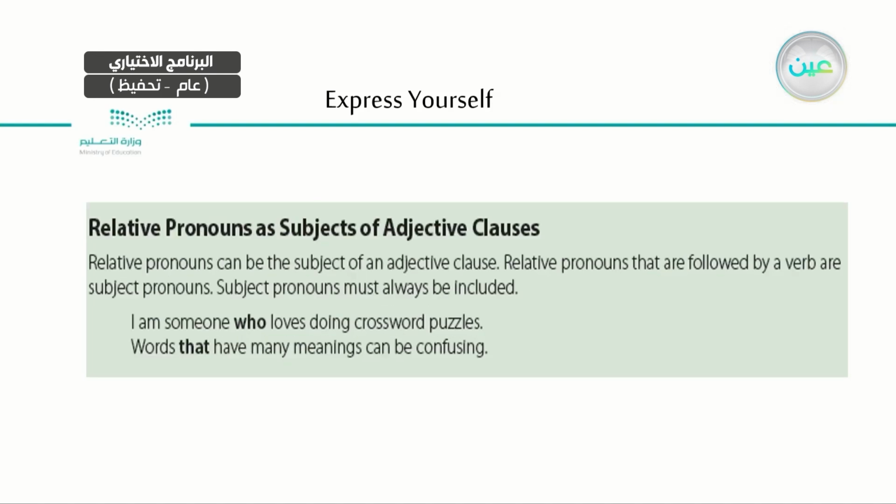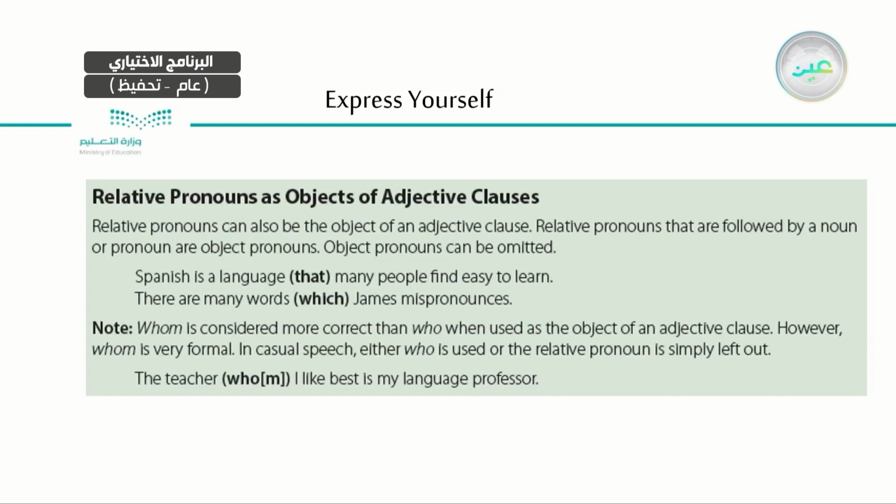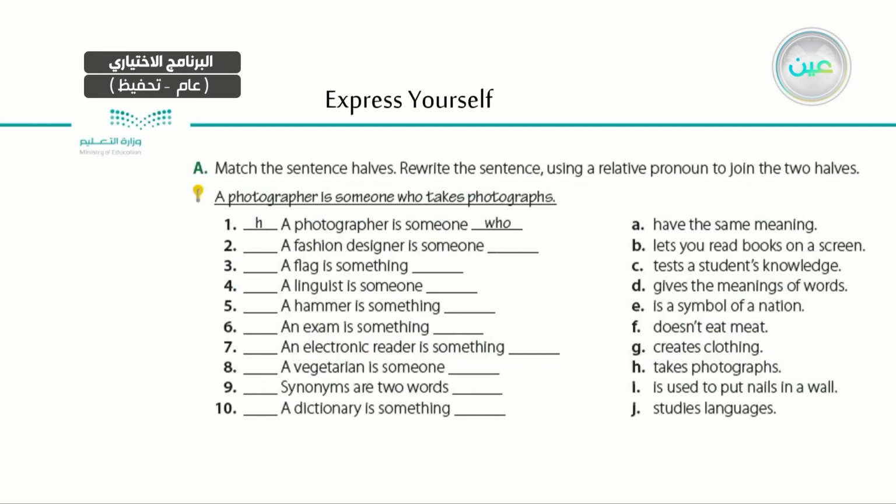After that, we talked about the relative pronoun when it comes as the subject of the adjective clause, and we said that the subject pronoun must always be included, while on the other hand, when it becomes the object of the adjective clause, it can be omitted. And after that, we had some exercises regarding these 3 parts.